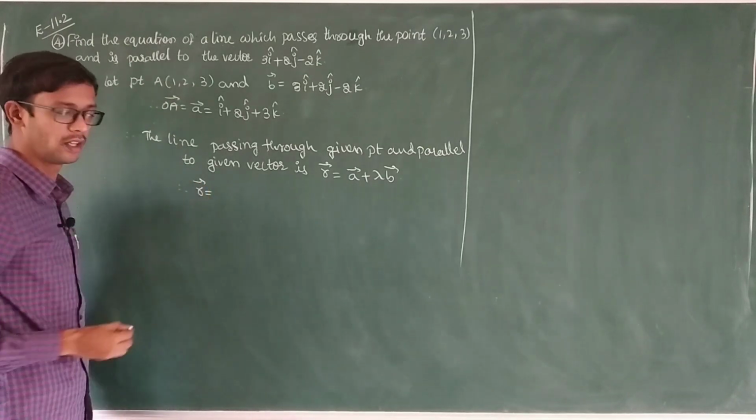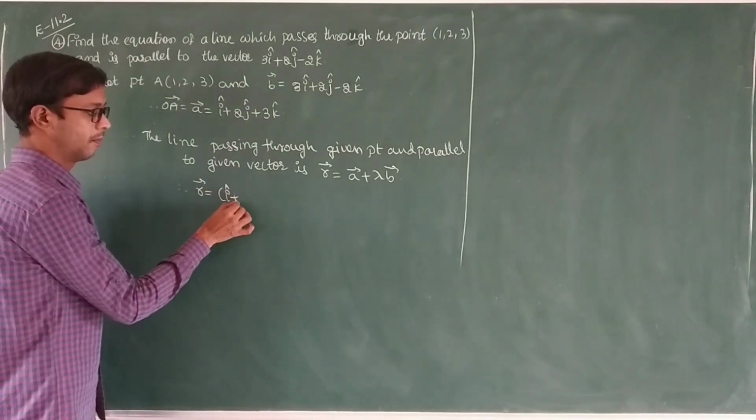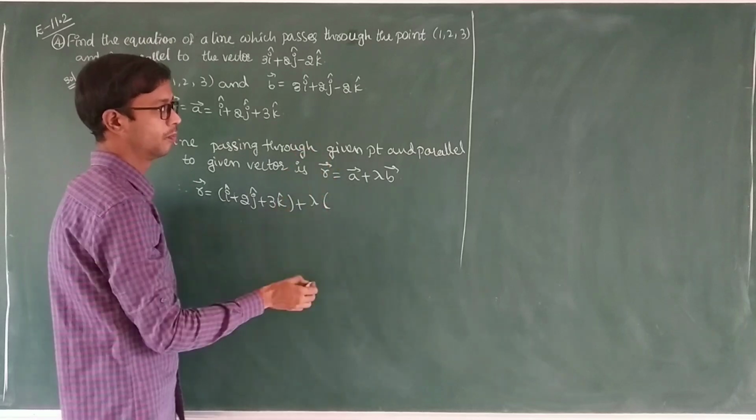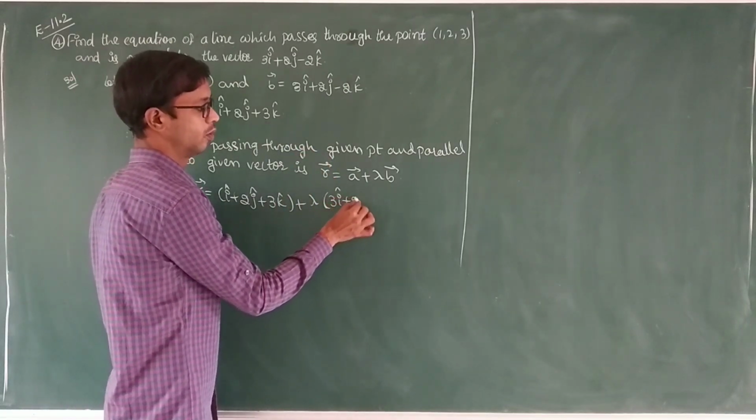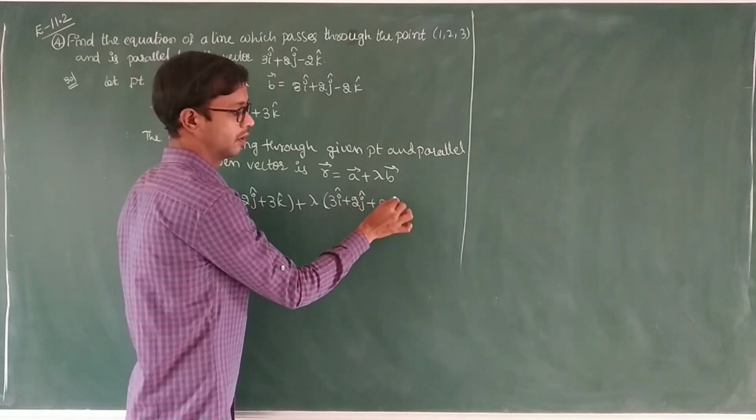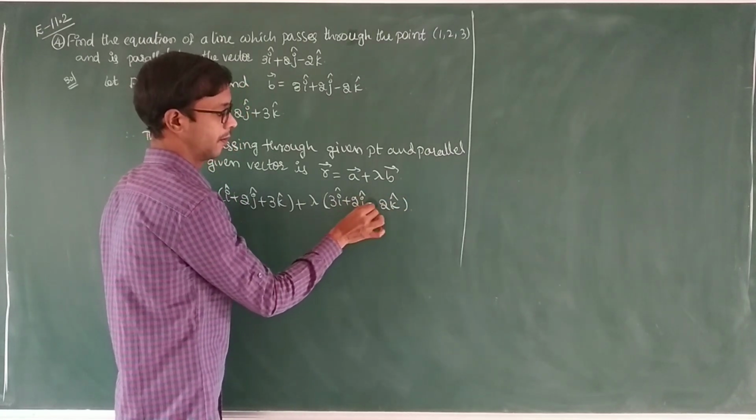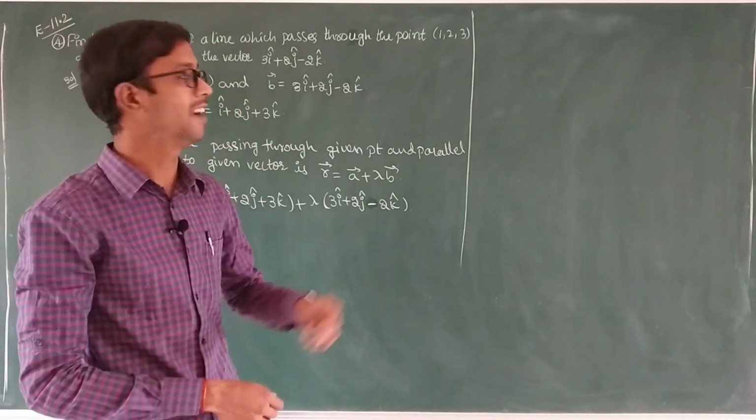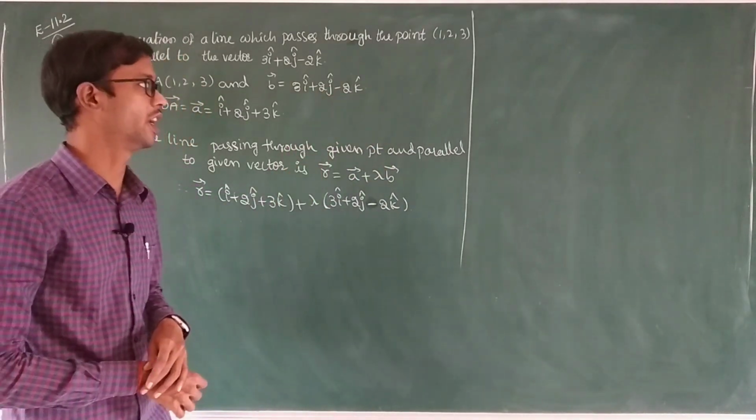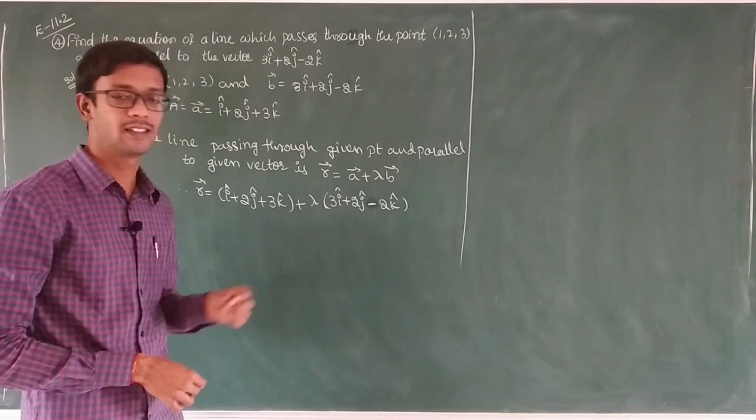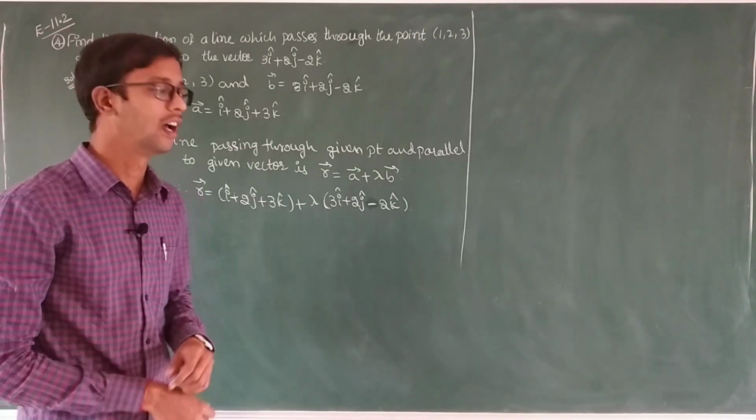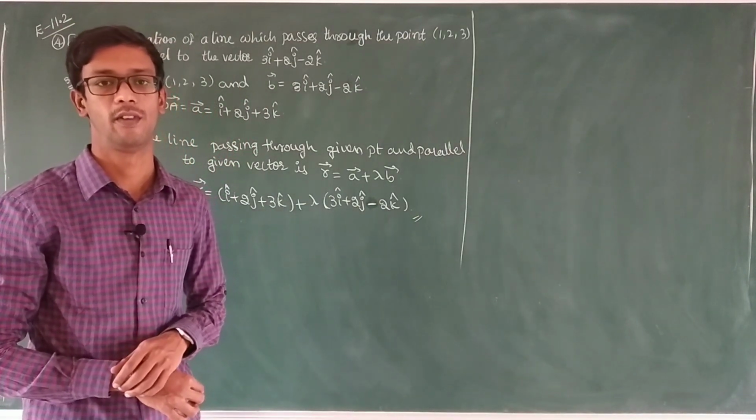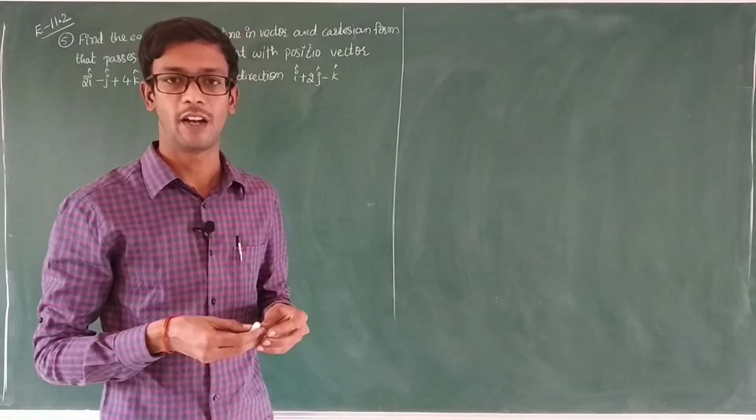Therefore, R bar is equal to i cap plus 2 j cap plus 3 k cap plus lambda into 3 i cap plus 2 j cap minus 2 k cap, which is the line equation passing through (1, 2, 3) and parallel to the vector 3 i cap plus 2 j cap minus 2 k cap, where lambda is a real number. They didn't ask the Cartesian form, so I am stopping here only. Vector form is enough.